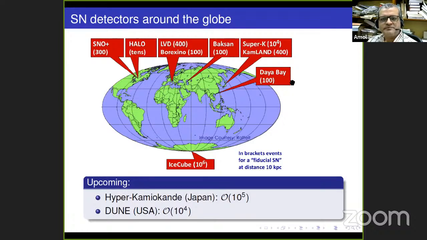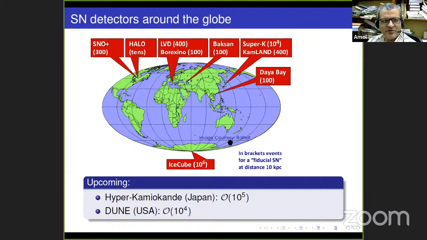Okay. Then there are other detectors which are slightly smaller, and the number of events possible there is a few hundreds. Okay, so Daya Bay is, I think, a scintillation detector. So is KamLAND. Daya Bay was used to determine the reactor mixing angle, KamLAND the solar mixing angle, and then there are other detectors called Baksan, LVD, Borexino, SNO+, which are all scintillation type. The detector called HALO, which is made up of lead, can only see a few tens of events.